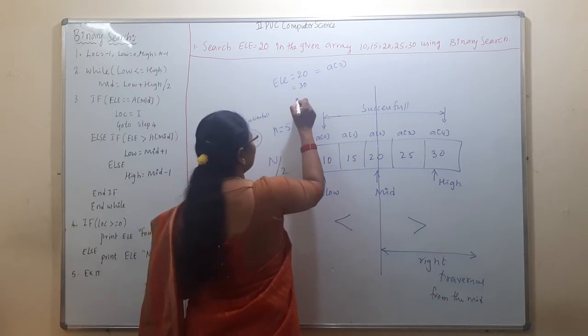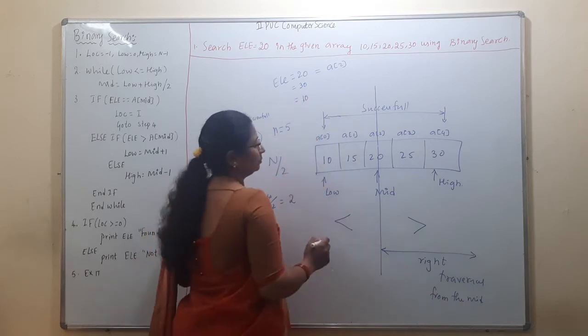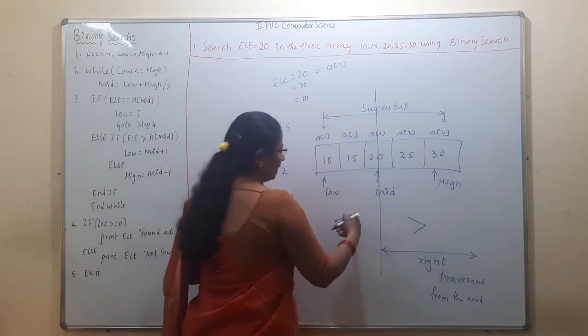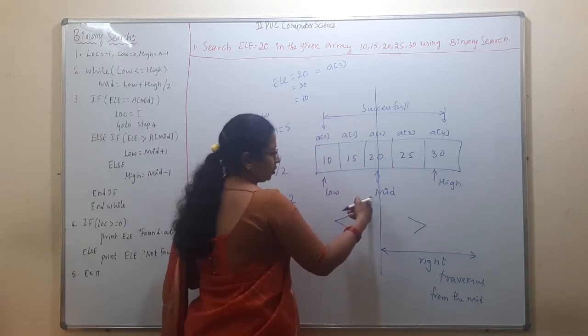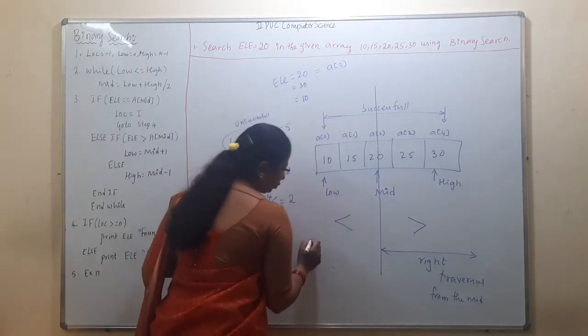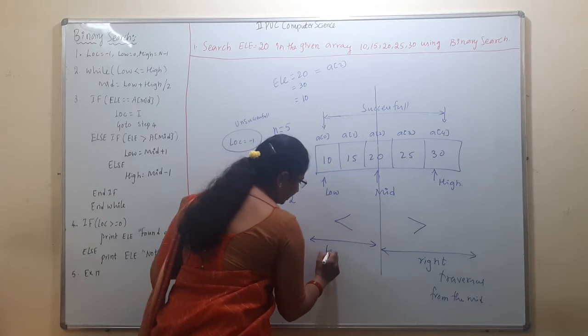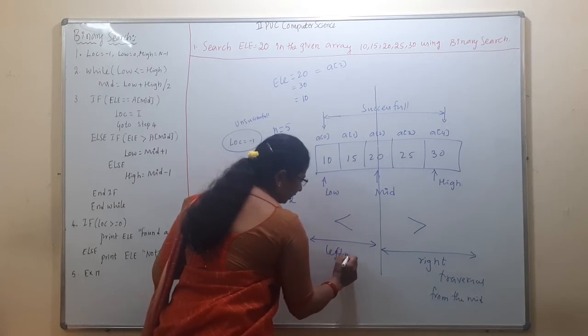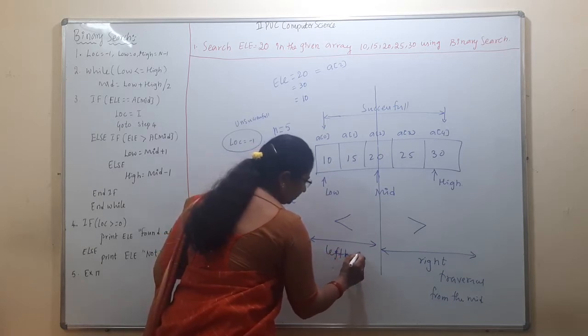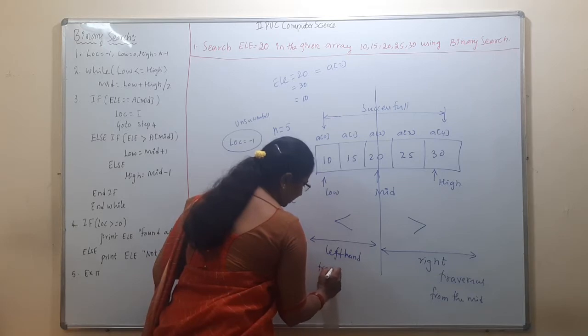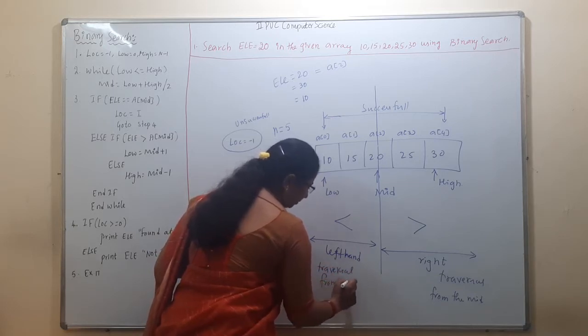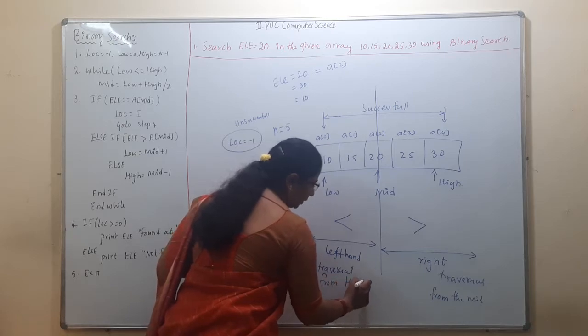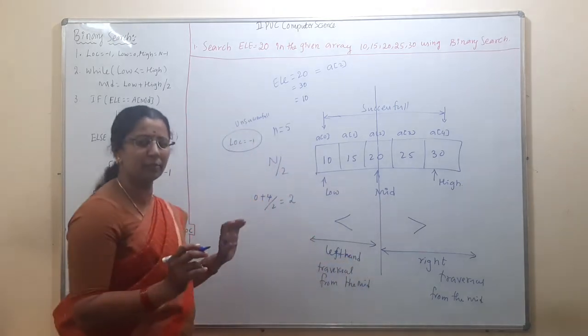Suppose the element is 10. The searching element is less than the given mid position, so I should traverse towards the left hand side. Left hand traversal from the mid position. Did you understand the concept here?